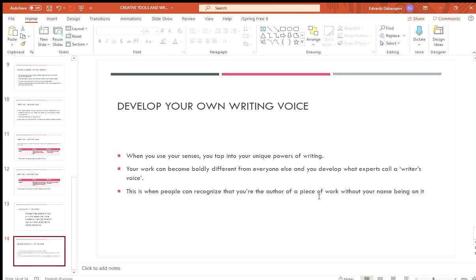So yeah, these two exercises, object writing and making metaphors, can help you create your own writing voice. It means when you use your senses, you tap into your unique powers of writing. This helps you to create the voice that other people might recognize when they read a piece, right? When they read an article or text, they can say, "Oh, that's that person. I can see that person's personality in this text," and so on.